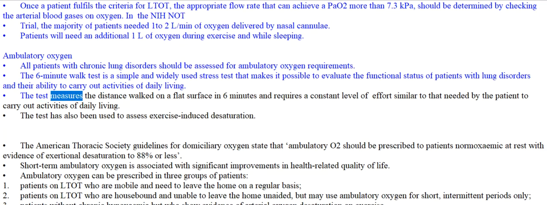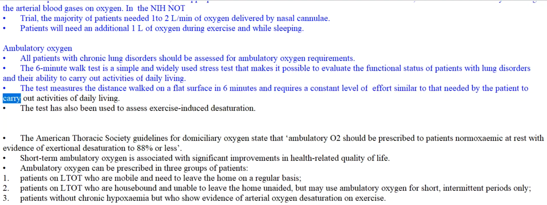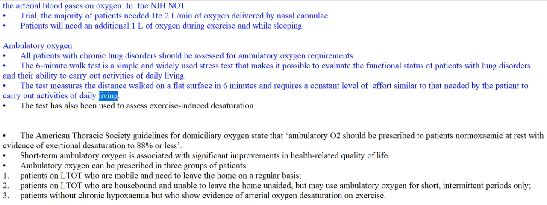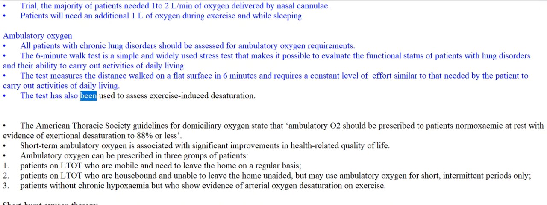The test measures the distance walked on a flat surface in 6 minutes and requires a constant level of effort similar to that needed by the patient to carry out activities of daily living. The test has also been used to assess exercise-induced desaturation.